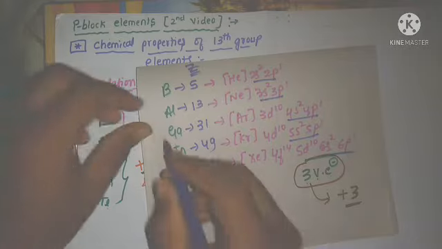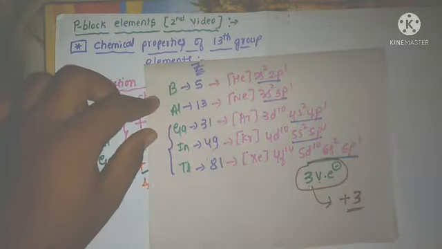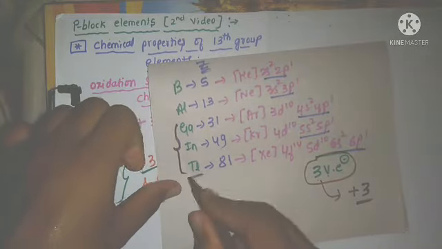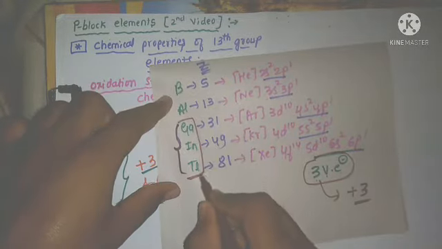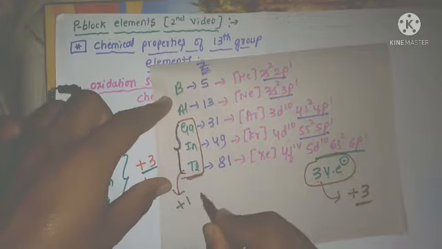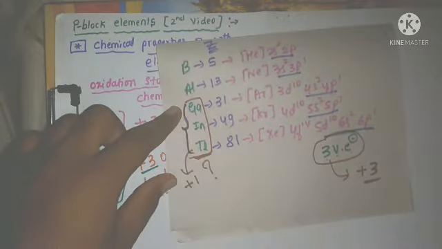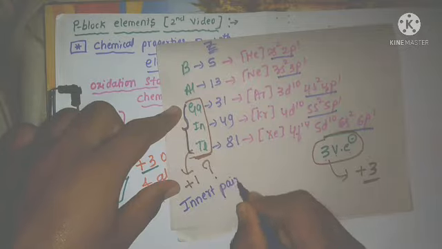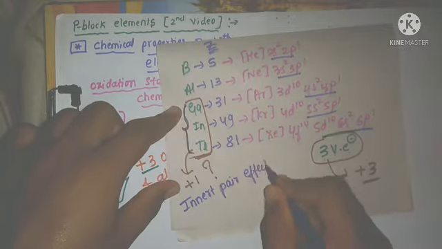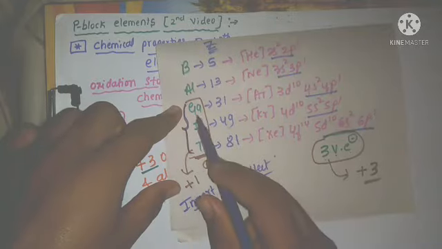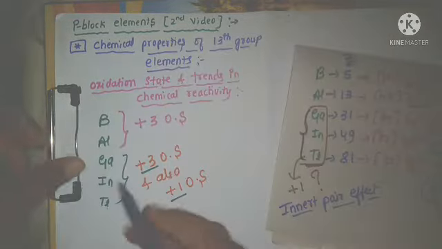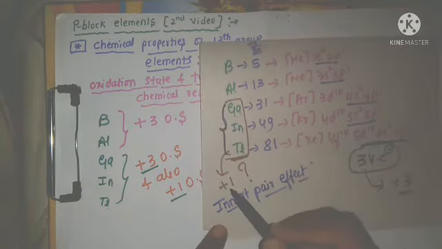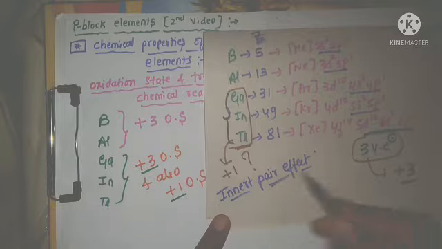Now why do these 3, gallium, indium and thallium, show the +1 oxidation state? The reason I will tell in one word: the inert pair effect. Gallium, indium, thallium show the +1 oxidation state. Why do these 3 show the +1 oxidation state? The answer is only the inert pair effect.